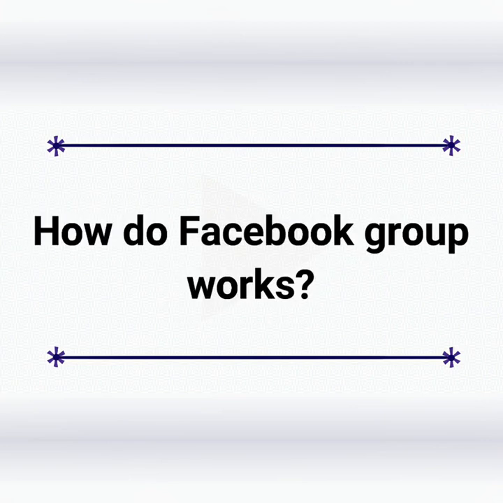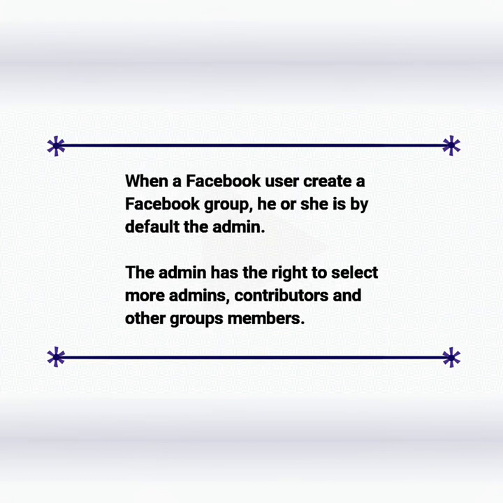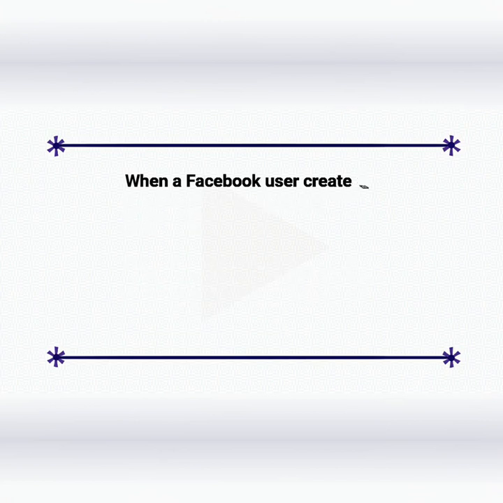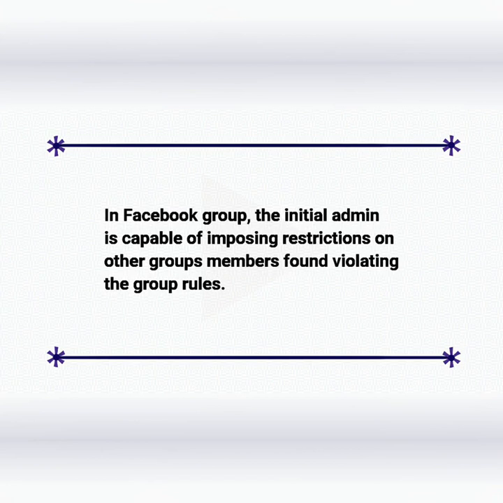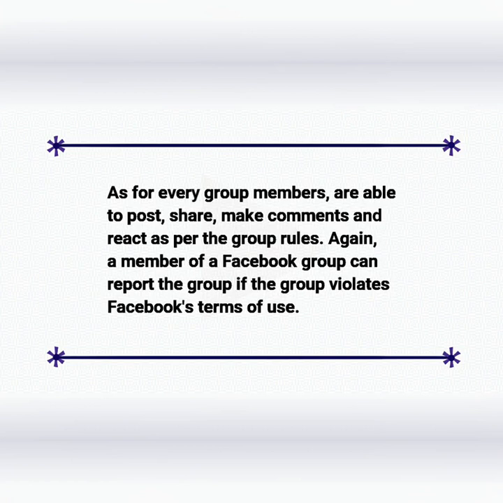How Facebook group works. When a Facebook user creates a Facebook group, he or she is by default the admin. The admin has the right to select more admins, contributors and other group members. In Facebook group, the admins are capable of imposing restrictions on other group members found violating the group rules. As for every group member, they are able to post, share, make comments and react as per the group rules. Again, a member of a Facebook group can report the group if the group violates Facebook's terms of use.